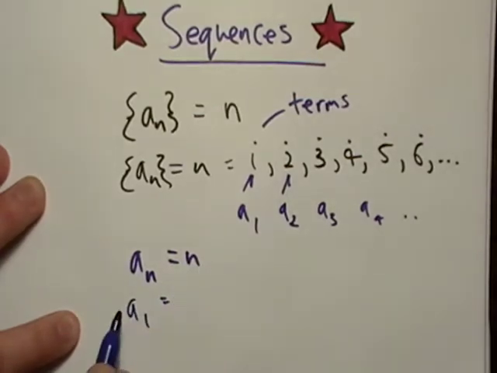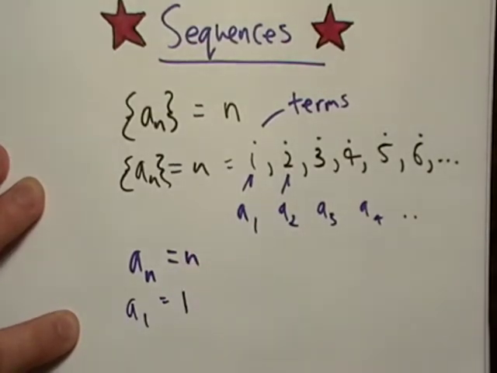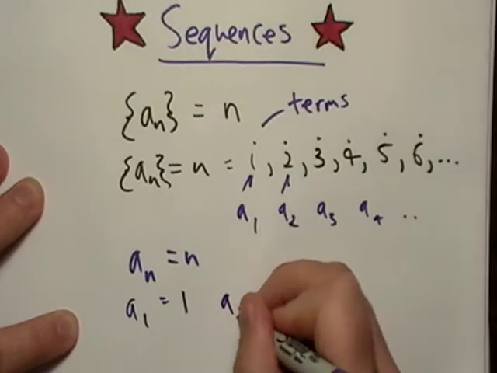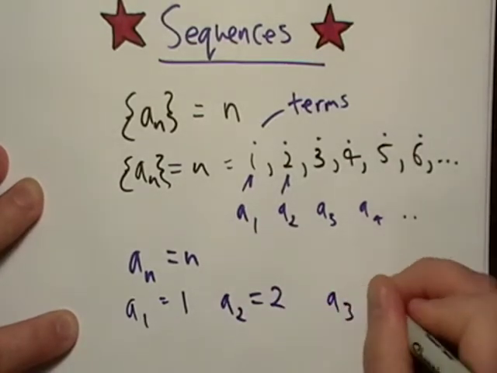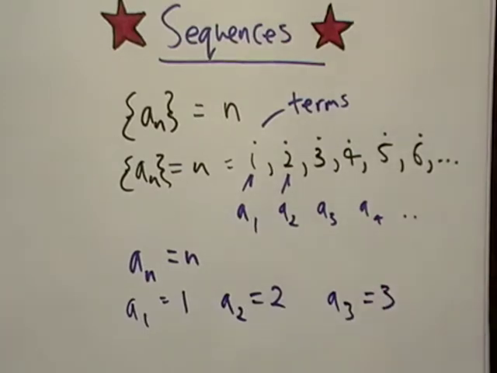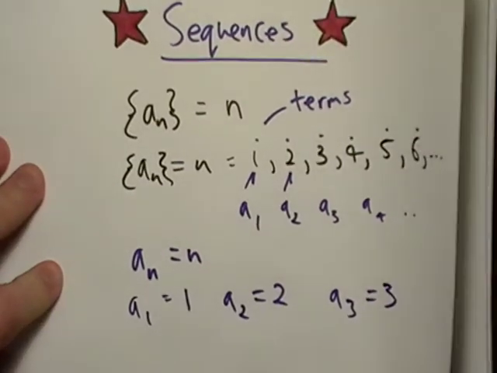Basically a sub n means n. So a sub 1 is equal to 1, and then a sub 2 is equal to 2, a sub 3 is equal to 3, and so on. So let's put this thing to work.